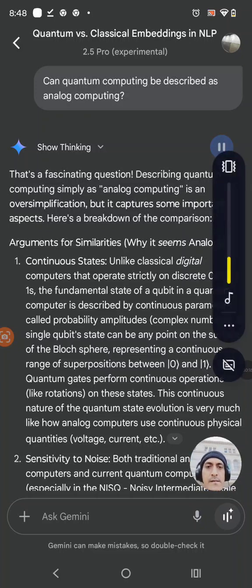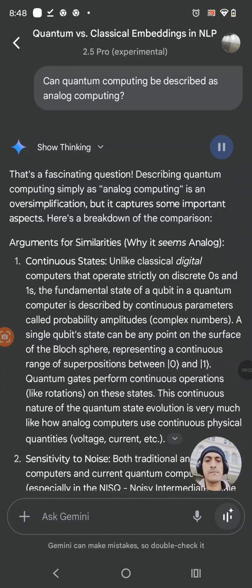That's a fascinating question. Describing quantum computing simply as analog computing is an oversimplification, but it captures some important aspects. Here's a breakdown of the comparison. Arguments for similarities, why it seems analog.